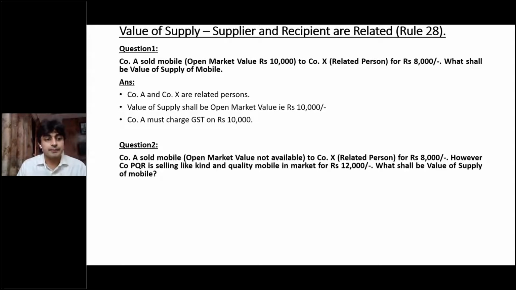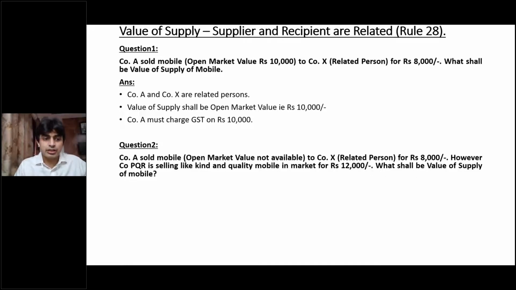Now the second question. Company A sold mobile जिसका open market value was not available. Again to company X, related person. For how much? 8,000. Okay, related person को कितने में बेच दिया? For 8,000.